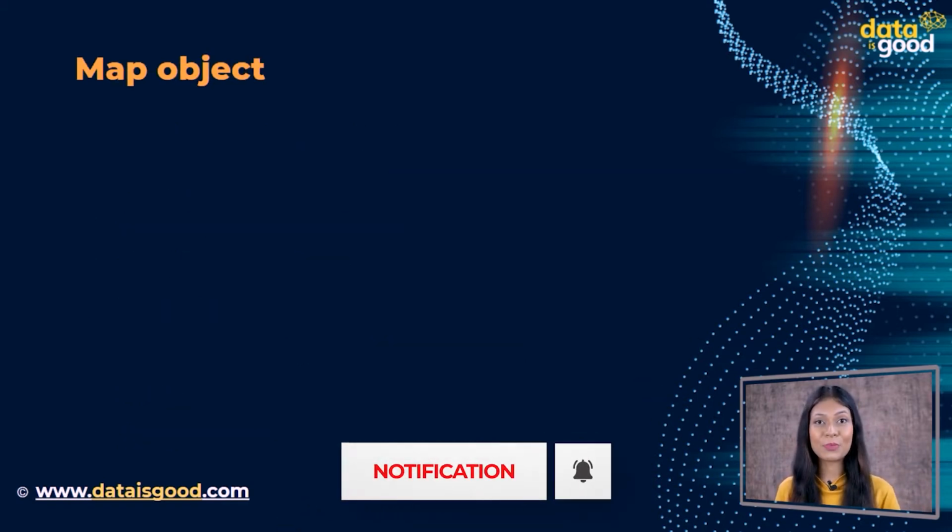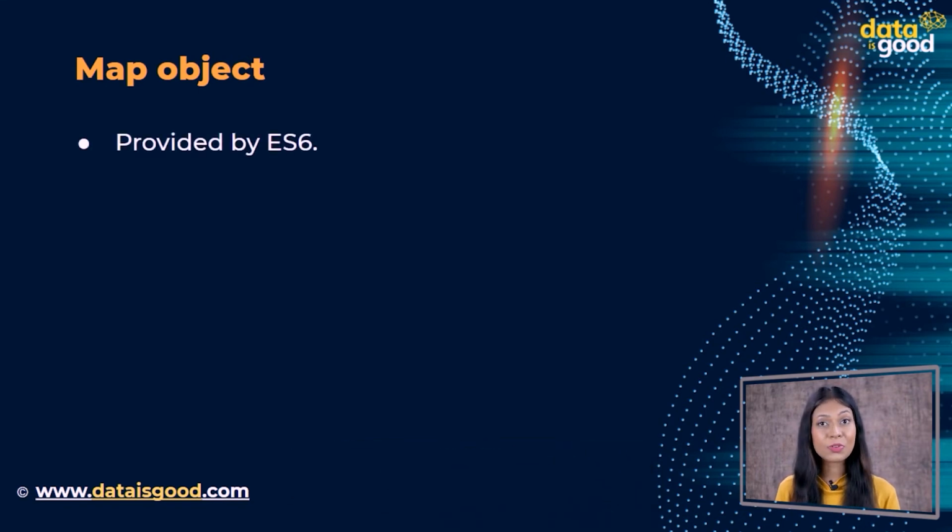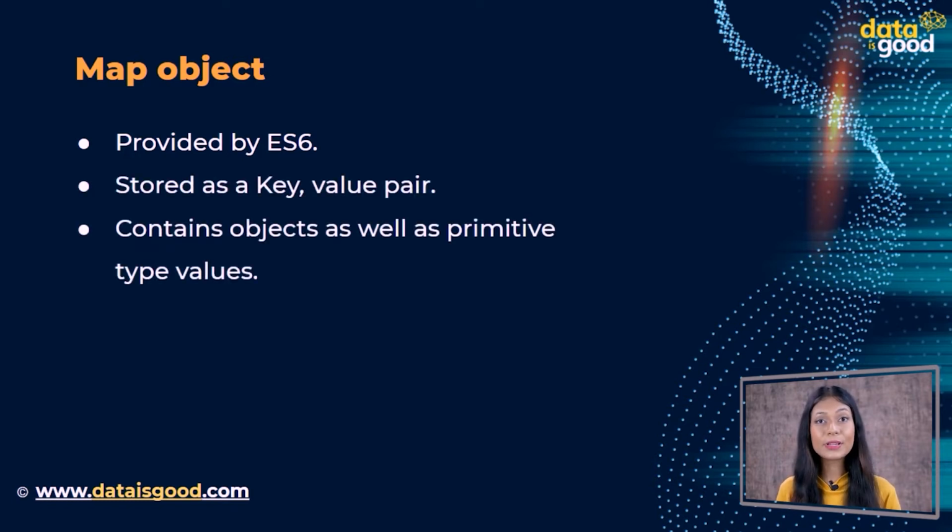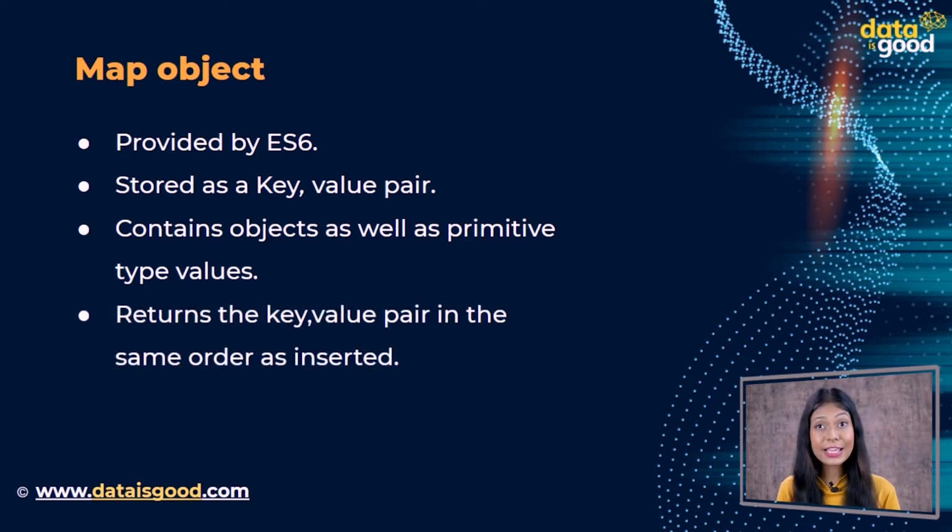What is a map object? Map object is provided by ES6. Map is a collection of elements where each element is stored as a key value pair. Map contains objects as well as primitive type values, for example, string, number, etc. When we iterate over the map object, it returns key value pairs in the same order as inserted. You can use a function or a blank object as a key.